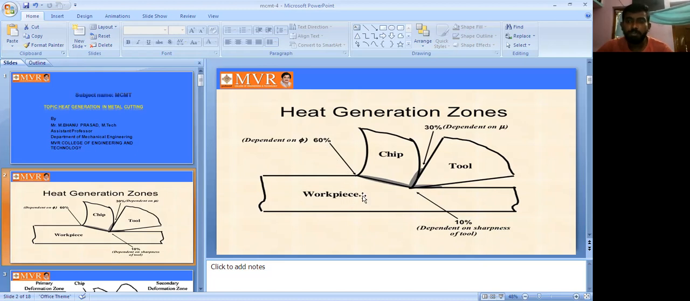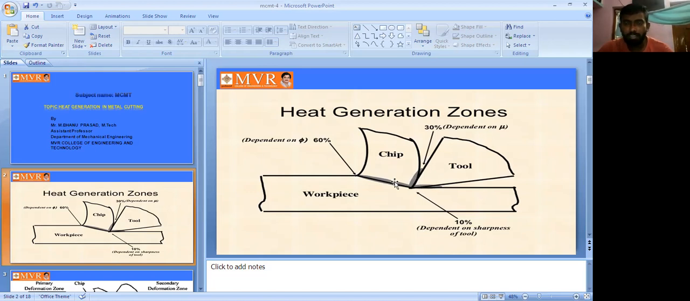It is the workpiece. It is a tool. When the tool removes the material here, the removed material is called the chip. So between the chip, tool, and workpiece, these three components, the heat will be generated. The first one is between the workpiece and chip. This portion is called the primary deformation zone, which depends on 60%. This zone we can call X, Y, Z.